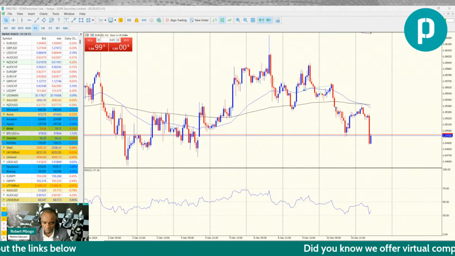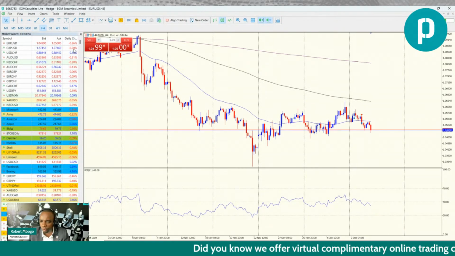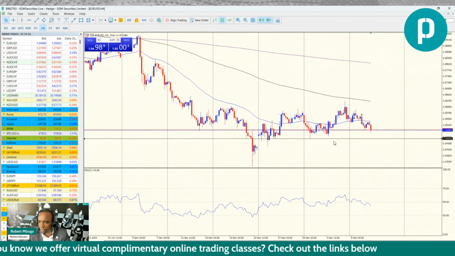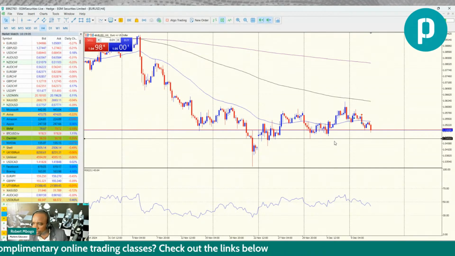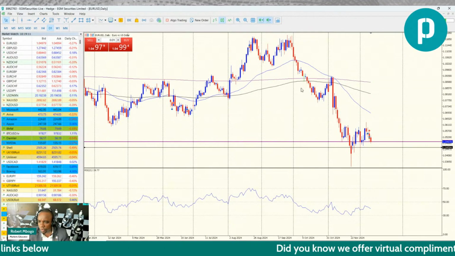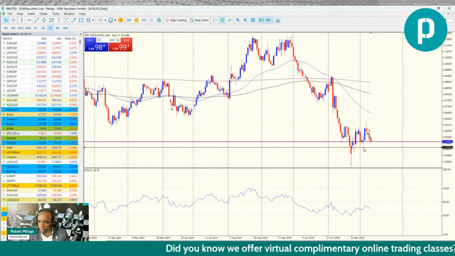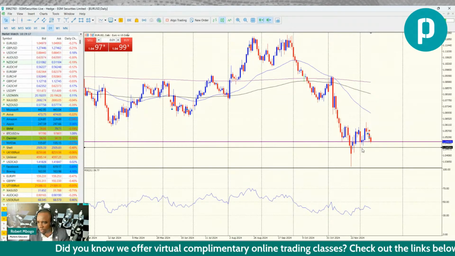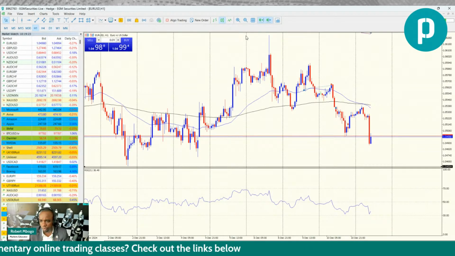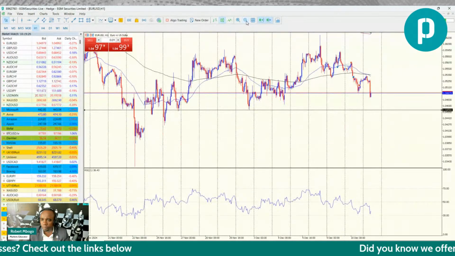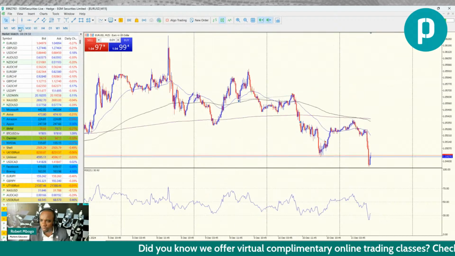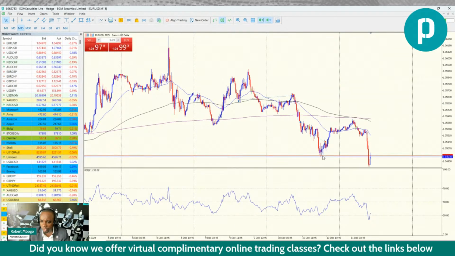Sorry, let's go to H4. If you go to H4, then I would want to map out these areas as possible areas of support. 1.0459. If we go to the daily, there's also this other area, which is right now the monthly low. If we go to H1, we could see this trade now ideally coming down to that low. That's a possibility now that we've breached yesterday's low.